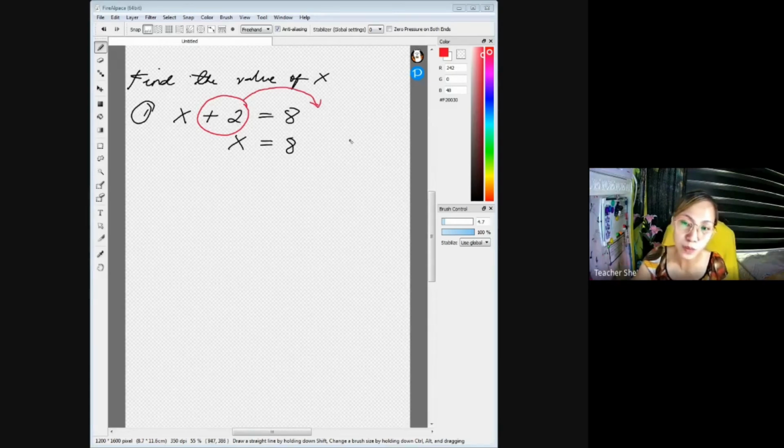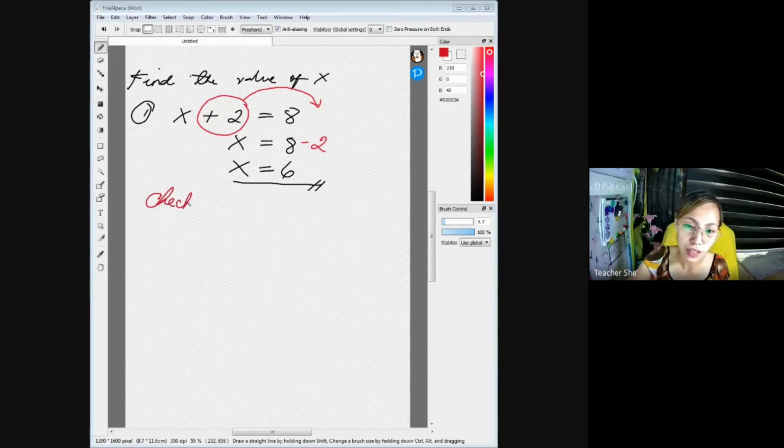So transpose positive 2 to the right. When transposing po, the sign will change. If it is positive, it will become negative. If it is negative, it will become positive. Since we have positive 2, this will become negative 2. So now let us answer. Bring down x, and then 8 minus 2, that is 6.